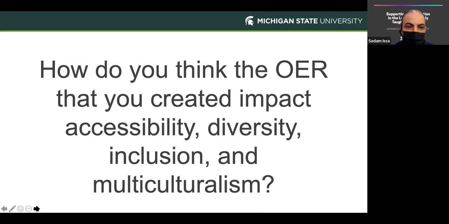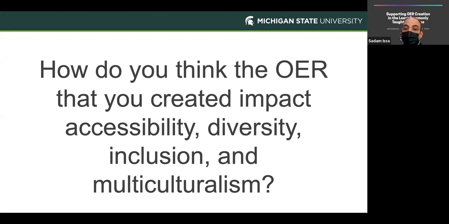Obviously, one of the main goals of the OER, but not the only goal, is to provide more accessibility to the textbooks. In this particular point, we're talking about the financial burdens that resulted from buying very expensive textbooks that I personally experienced when learning French and Spanish. But our project provides students with free access to these textbooks. But it's not only about that.